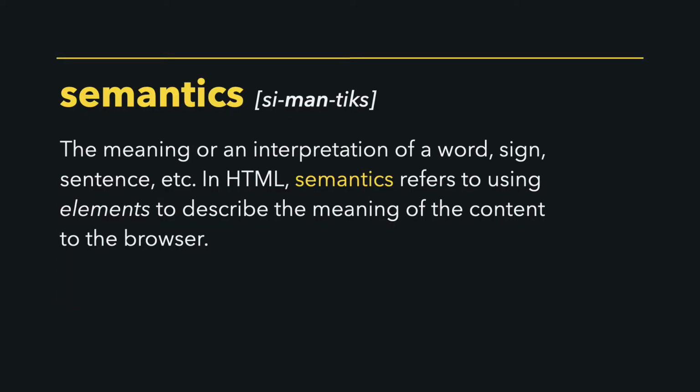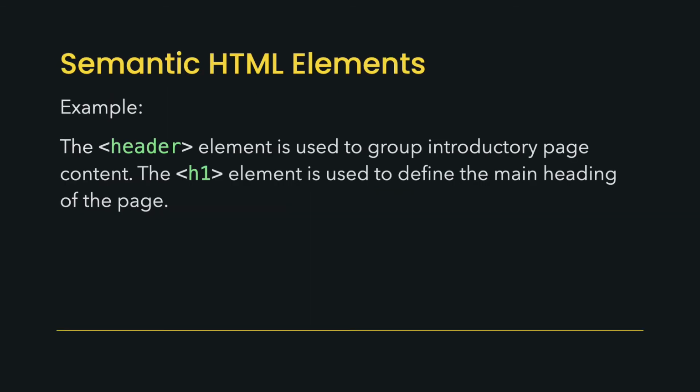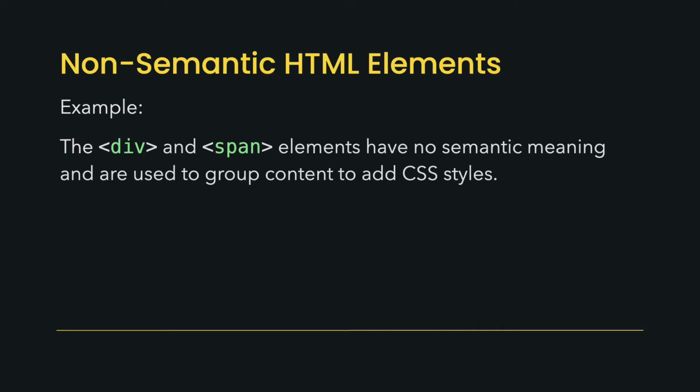These different HTML elements were created for web browsers to interpret the meaning of the content, referred to as semantics. Most HTML elements have semantic meanings, but there are a few that don't. For example, the header element is used to group introductory page content, such as an H1 tag, which is used to define the main heading of the page. On the other hand, the div and span elements don't have any specific meanings and are usually used to group content for CSS styling purposes. Writing semantic HTML is basically you communicating with the browser.